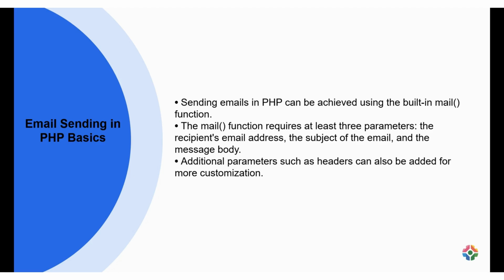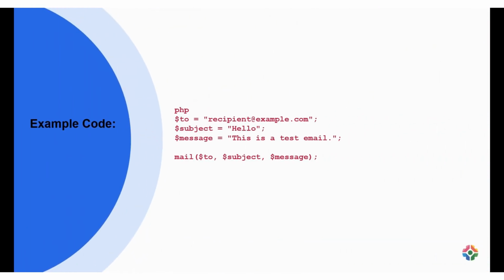For instance, if you wanted to send an email to a user confirming their registration on a website, you would specify the user's email address as the recipient. The subject could be registration confirmation, and the message body would contain the pertinent information, such as a welcome message or further instructions. The PHP code snippet demonstrates how to send an email using the mail function.